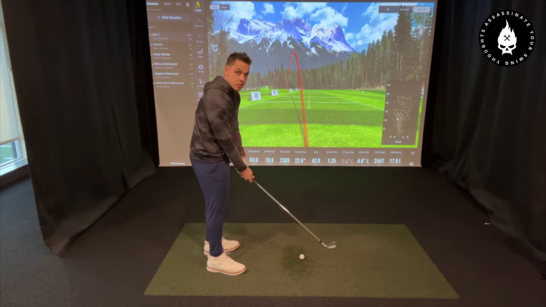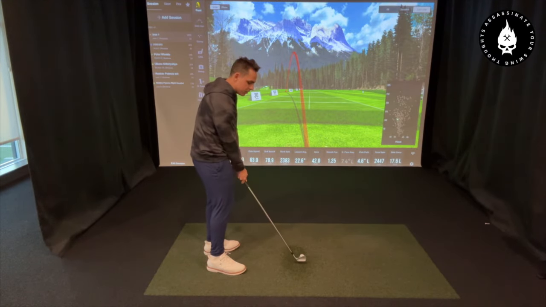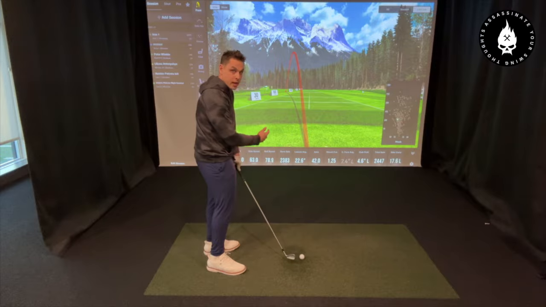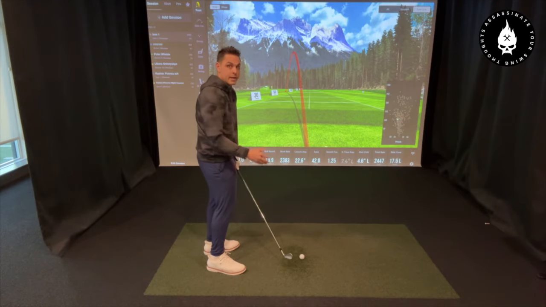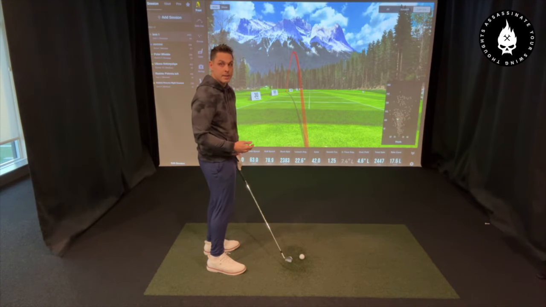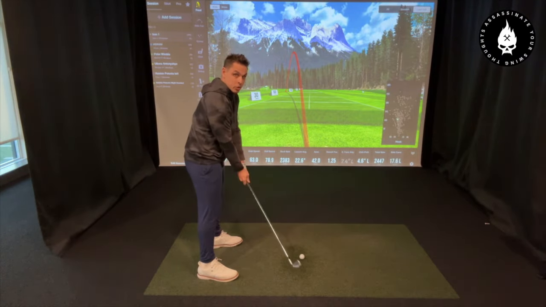So all you need to do is make sure that the face angle is pretty square to your target line, and if you just hit down on it, it's going to draw to the left for a right-handed player and to the right for a left-handed player. Let me just show you one here. I'll show you what I'm talking about.